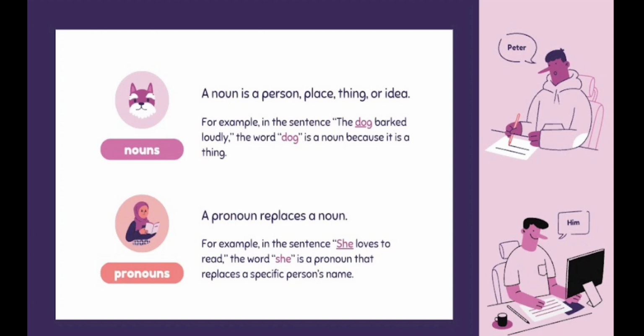Next, a pronoun. A pronoun replaces a noun. For example, in the sentence, she loves to read, the word she is a pronoun that replaces a specific person's name. For example, when you want to write something about yourself, I'm sure you can't keep using your name again and again. Instead, you might use she. Or for a boy, you might use he. Or for an object, you might use it. So the pronoun always replaces a noun.